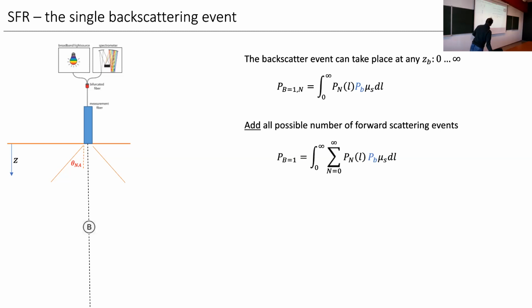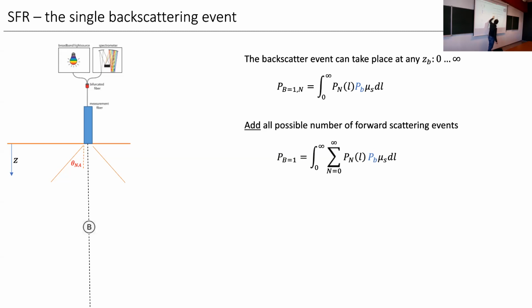Yeah, so that would be the probability of one backscatter event and a number of n forward scattering events. So this is within the integral, with the factorial, and this integral accounts for the fact that the backscatter event can take place anywhere.